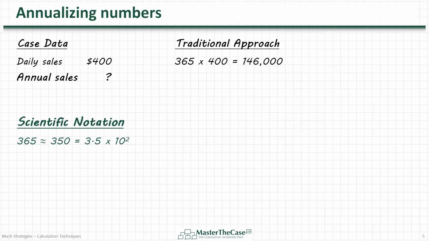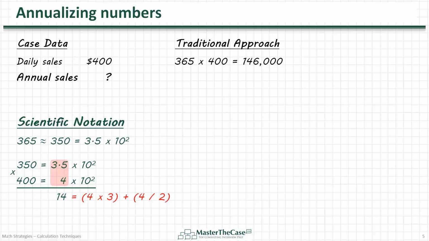So then, we'll annualize the firm's sales as follows. 350, expressed in the scientific notation, times 400, expressed similarly. As discussed earlier, first, we must take care of the zeros. So, 10 in second times itself equals 10 in fourth. Next, we'll manage the base figures. So, 3.5 times 4 equals 14, which is computed as explained earlier. That is, 4 times 3 plus 4 divided by 2. Very simple.